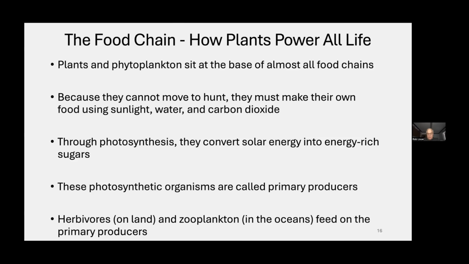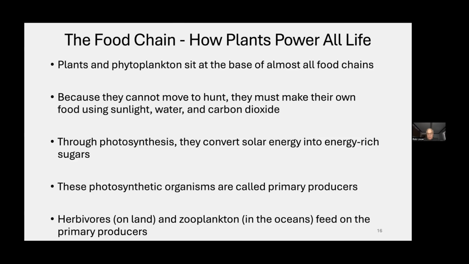Herbivores on land and zooplankton in the ocean feed on these primary producers, and then in turn, small predators feed on the herbivores and zooplankton. So we move up the chain and we find that larger predators feed on smaller ones, passing the originally captured solar energy up the chain. Humans as omnivores and top predators sit near the apex of both terrestrial and marine food chains.